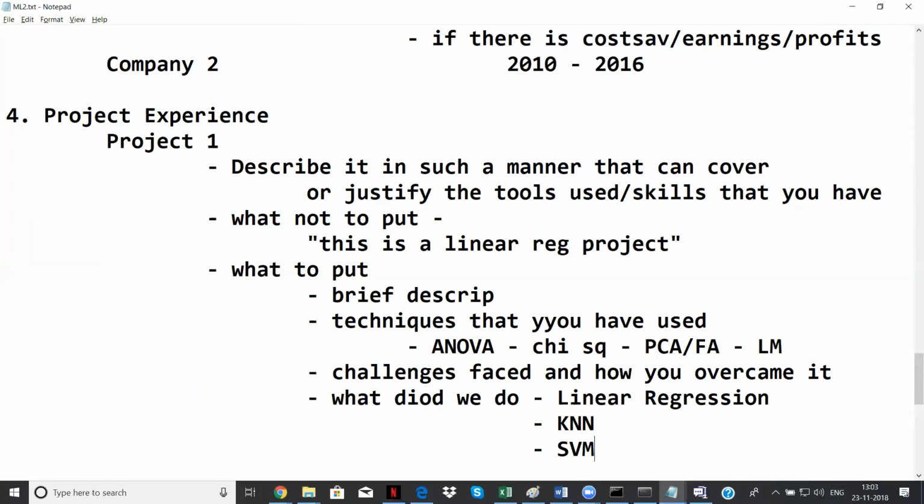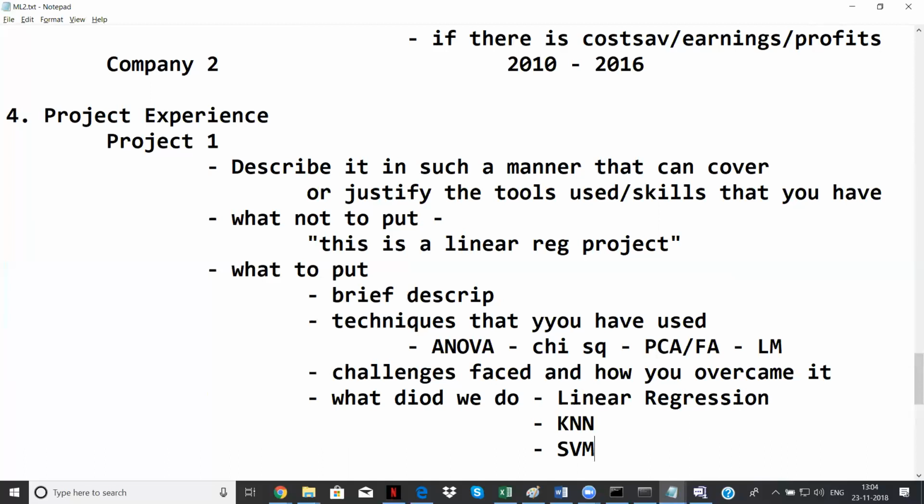You'll have some error score or accuracy score, right? So how much accuracy did you get from LM? How much accuracy did you get from SVM? How much accuracy did you get from KNN? Everything must be mentioned clearly, if you can, in the end of your project.